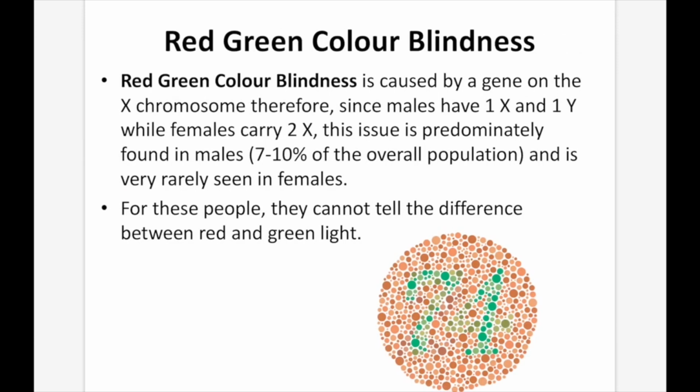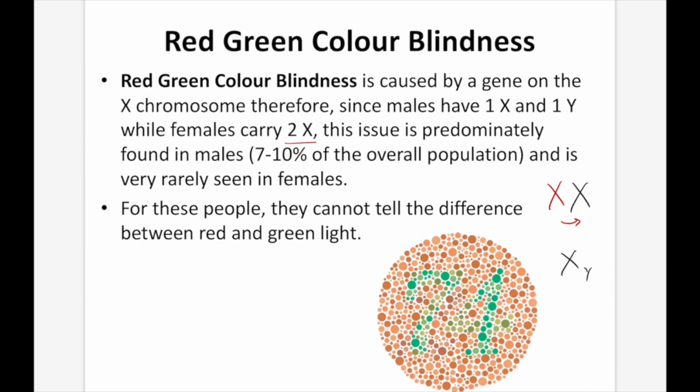So what causes red-green color blindness, or color blindness in general? Well, red-green color blindness is caused by a gene on the X chromosome. Therefore, since males have one X and one Y, while females carry 2 X's, this issue is predominantly found in males. Because if the female has a good X and an X that is colorblind, this good X will overcome the bad X, and they'll still be able to see color. But if a male has a colorblind X, and of course the Y that goes with it, then he will not be able to see color, because there's nothing to compensate for that X.